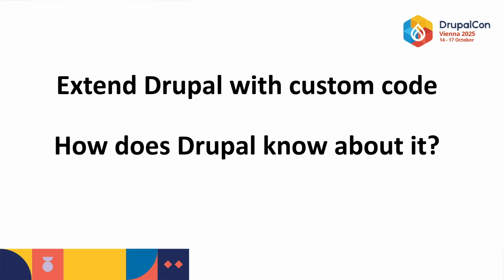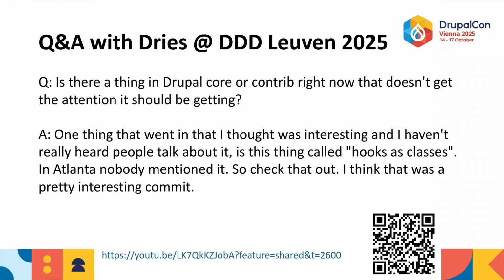There is much more depth that we can go into than in these 20 minutes, so we will show you a little bit how it works. This session was basically prompted by Dries giving a Q&A in the Dev Days in Leuven, when he mentioned that the coolest thing in Drupal core that nobody talks about is this thing called hooks as classes. The QR code leads you to the recording. He said this thing landed and nobody talked about it, but it's really cool. And I was there and I agreed, this is really cool, nobody talks about it.